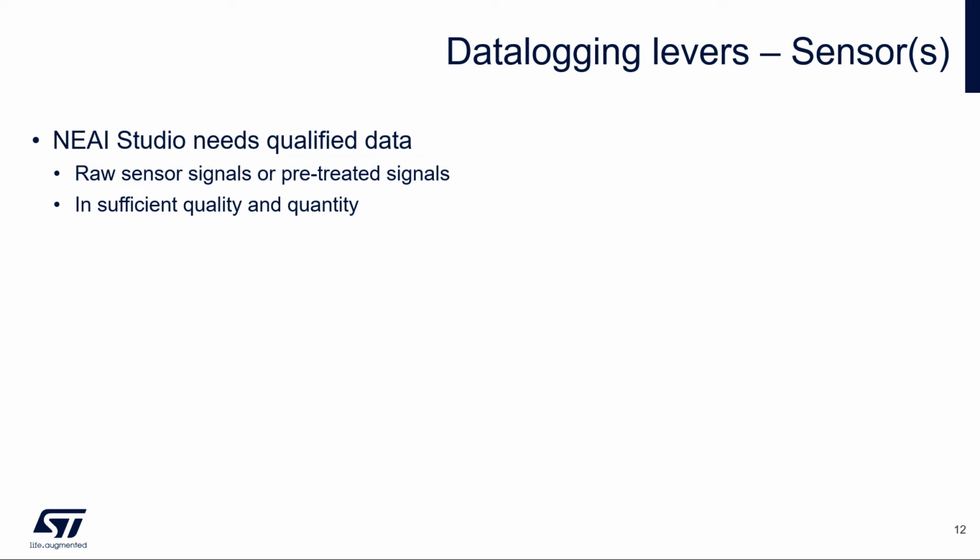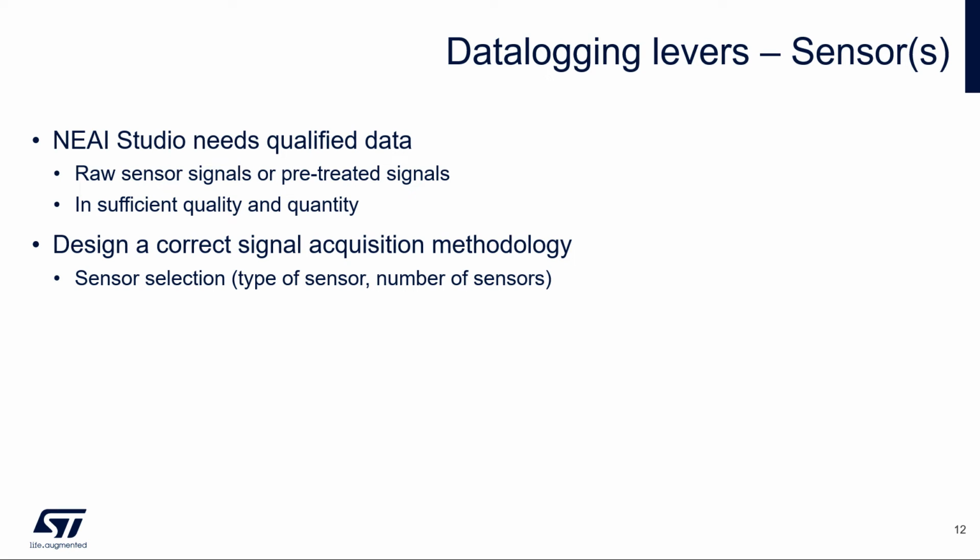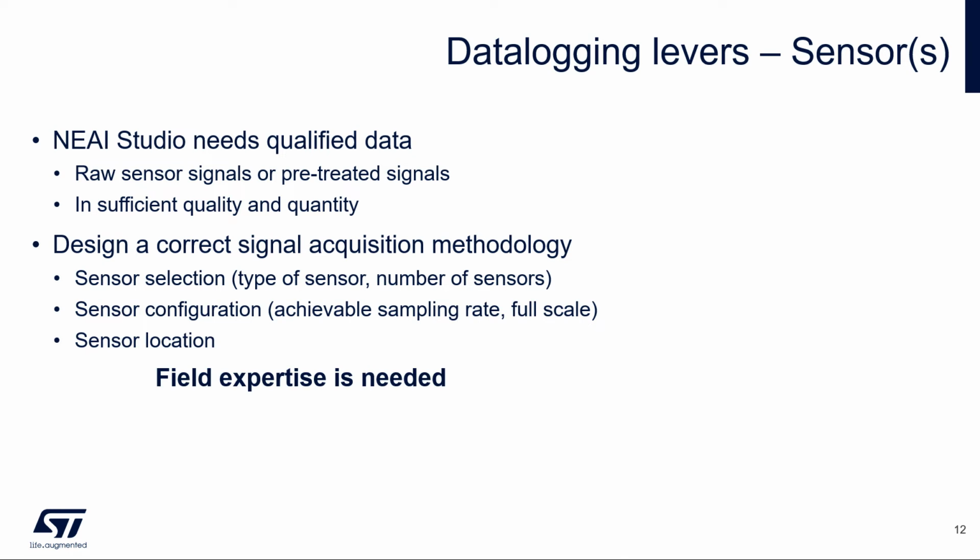The first variable of data logging is, of course, the sensor itself. By the sensor, we mean the sensor selection, the configuration, or even the positioning that must be addressed by technical experts of a given use case domain. Since a correct signal acquisition methodology can vary dramatically from one project to the other, some field expertise is needed.